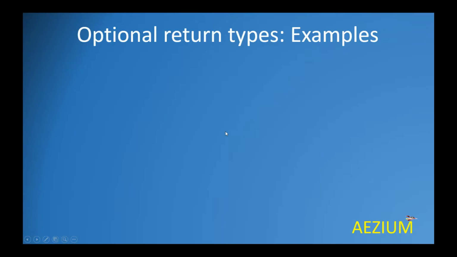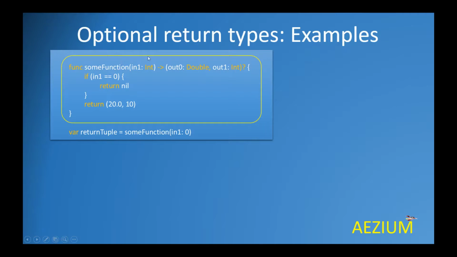Let's have a look at some examples for the cases where the return type is a tuple including some optionals. The first case here is where the entire return tuple is an optional. So based on the value of the function input parameter, we decide whether we return a nil for the entire tuple or we return a non-nil tuple.